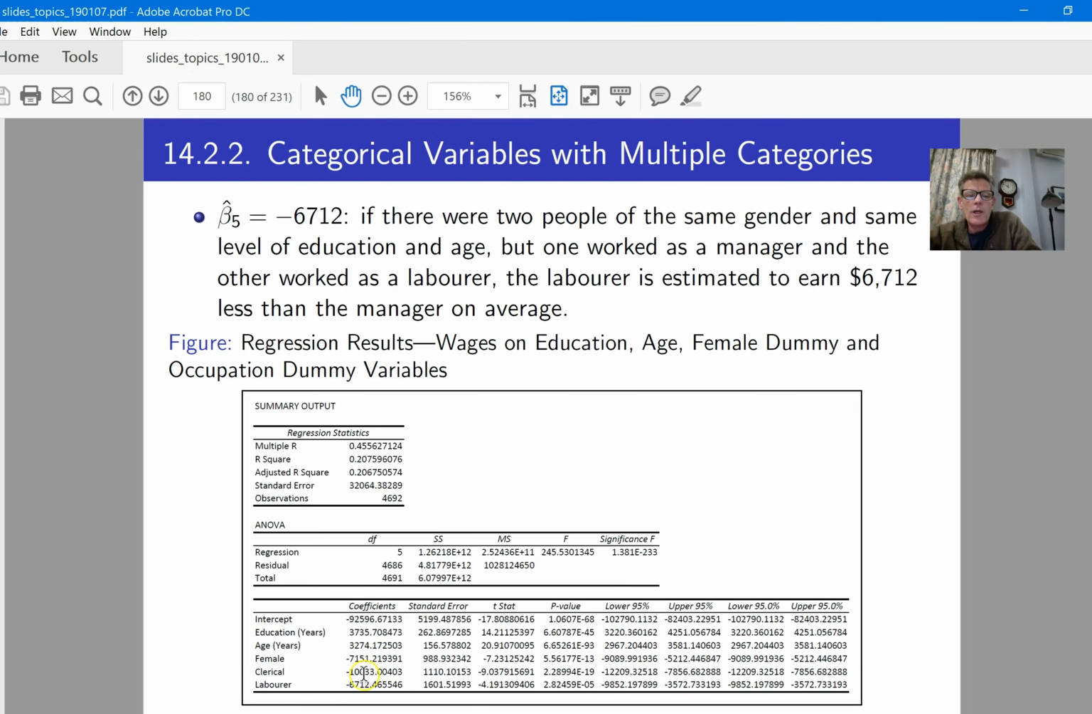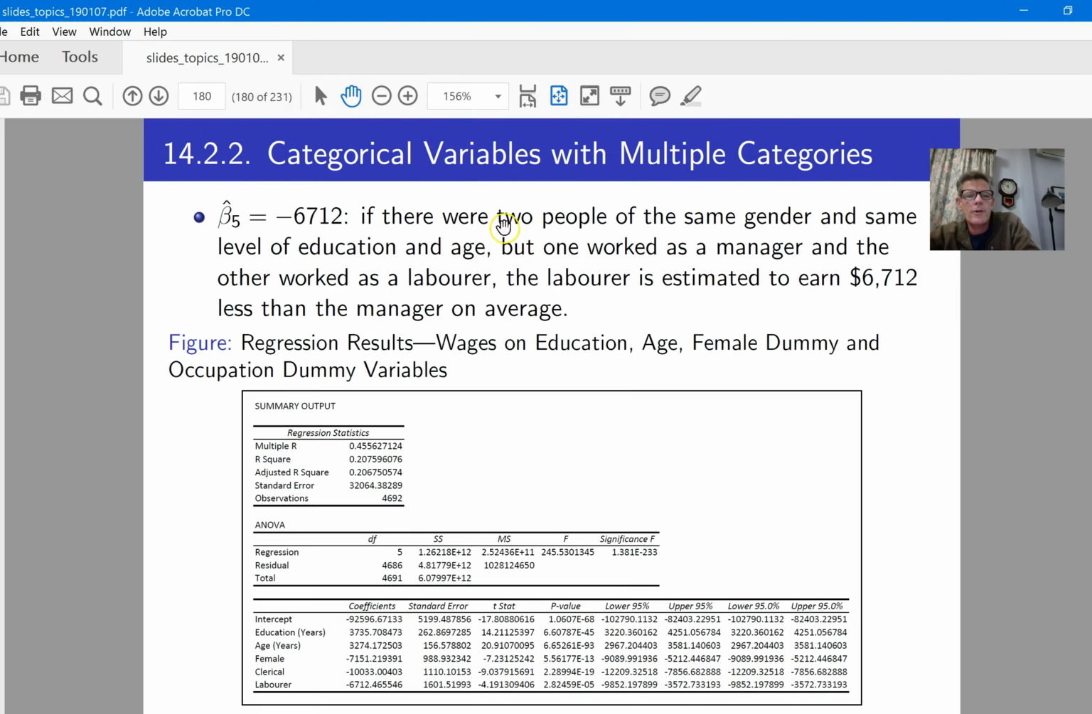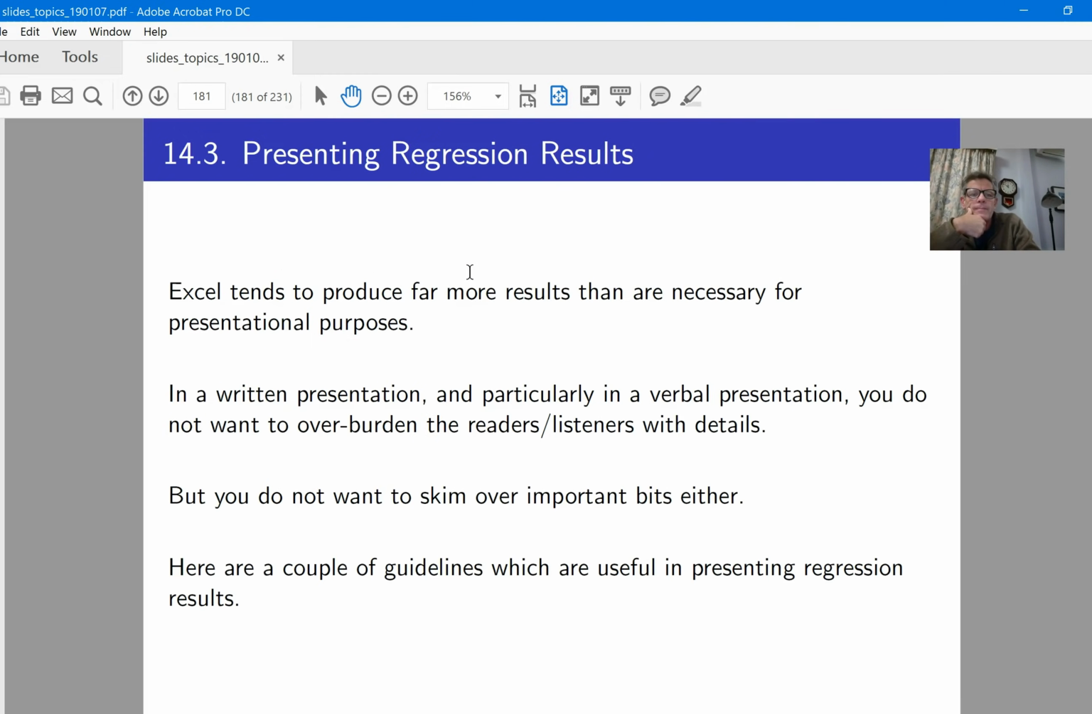Okay, so you get a clear ranking here that both of these are negative, which means managers get paid the most. Funny enough, labourers get paid more than clerical workers. So some types of manual labour actually do, people earn more than those who sit in offices and push pens. But of course, to be a manager puts you in the highest paid position. Okay, so that's the interpretation of a multiple category dummy. And there's a little bit of explanation of that at the bottom of the previous page there, where we have the interpretation for clerical workers, and the top of this page here, where we look at the interpretation for labourers.